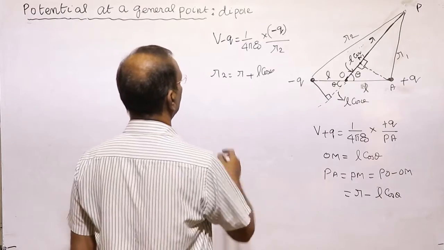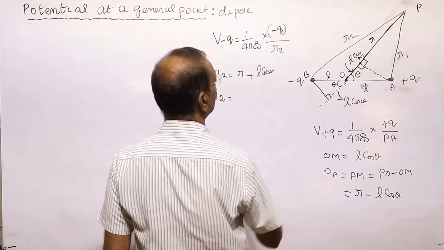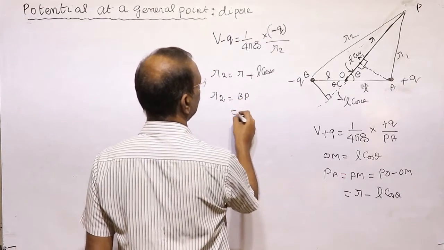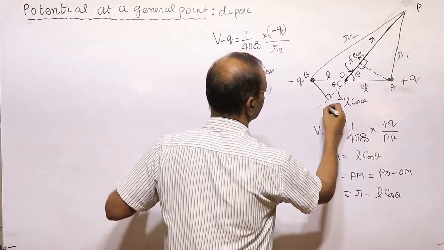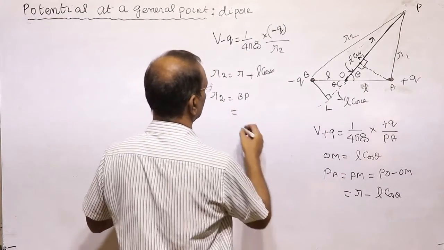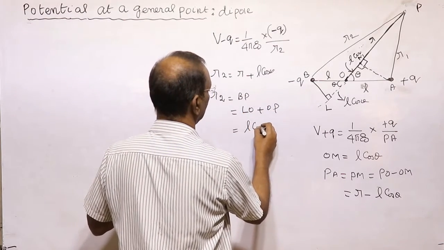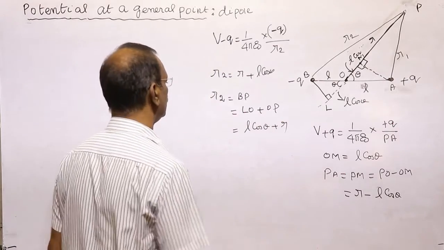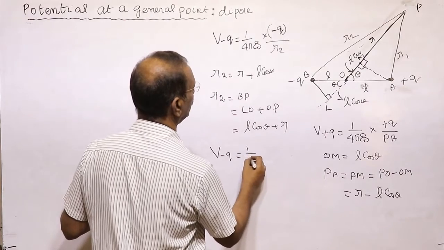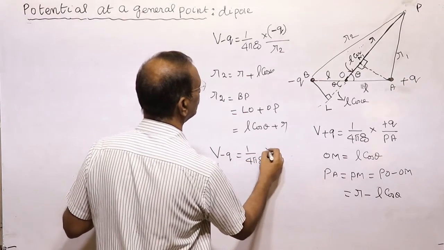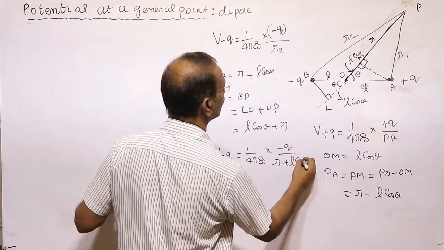It means R2 is equal to, we call it B, R2 is equal to BP, and BP is equal to, we call it L, LO plus OP. LO is equal to L cos theta, and OP is equal to R. So we got R2. Therefore, V due to minus Q is equal to 1 by 4 pi epsilon naught into minus Q divided by R plus L cos theta.